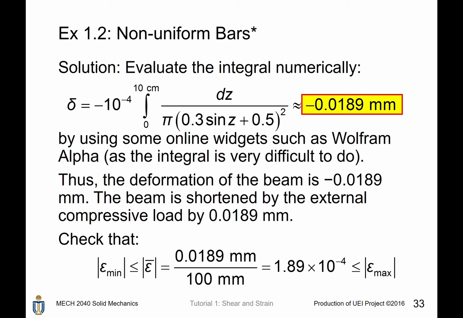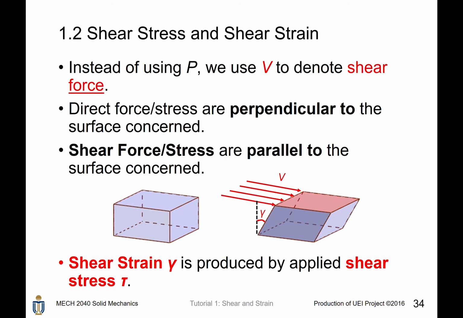Finally, check that epsilon, the average strain, is bounded by the minimum and maximum values. That indicates that our answer is reasonable. Next, let's talk about shear stress and shear strain. When talking about shear, instead of using P, we use V to denote the shear force.